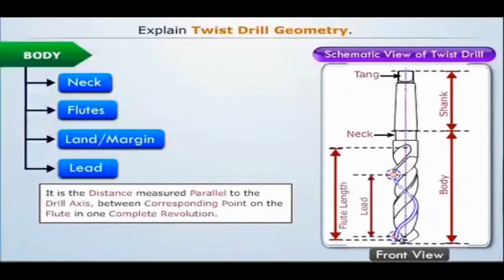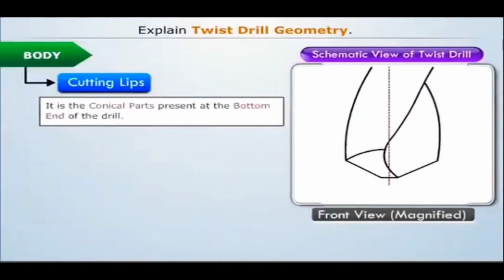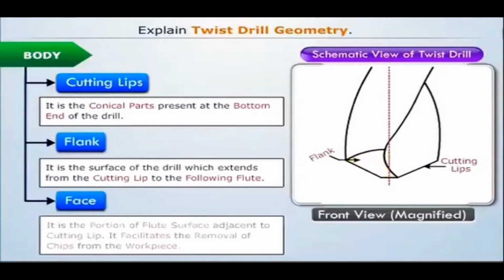Now let us take a closer look at the tip of the body. We see that at the bottom end there are two conical parts known as cutting lips. The surface of the drill which extends from the cutting lips to the respective flute is called the flank. The portion of the flute surface adjacent to the cutting lip is called the face. It facilitates the removal of chips from the workpiece.